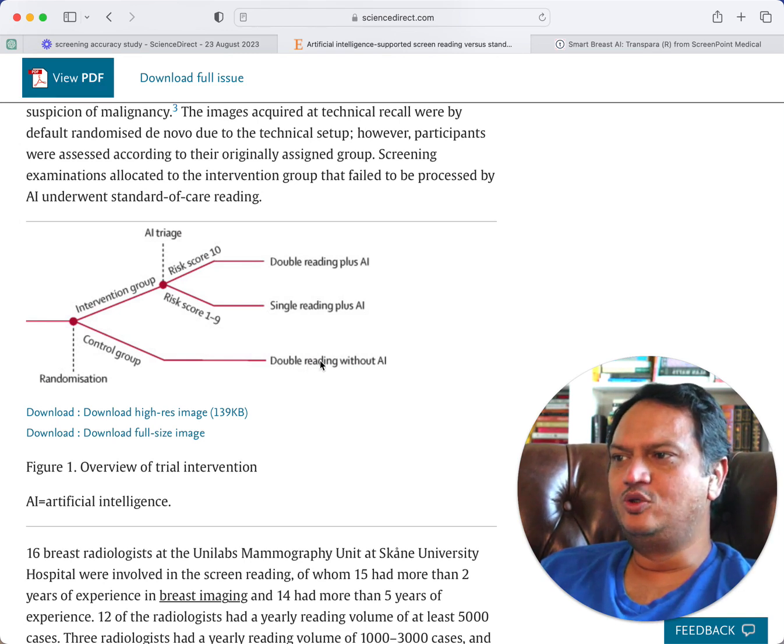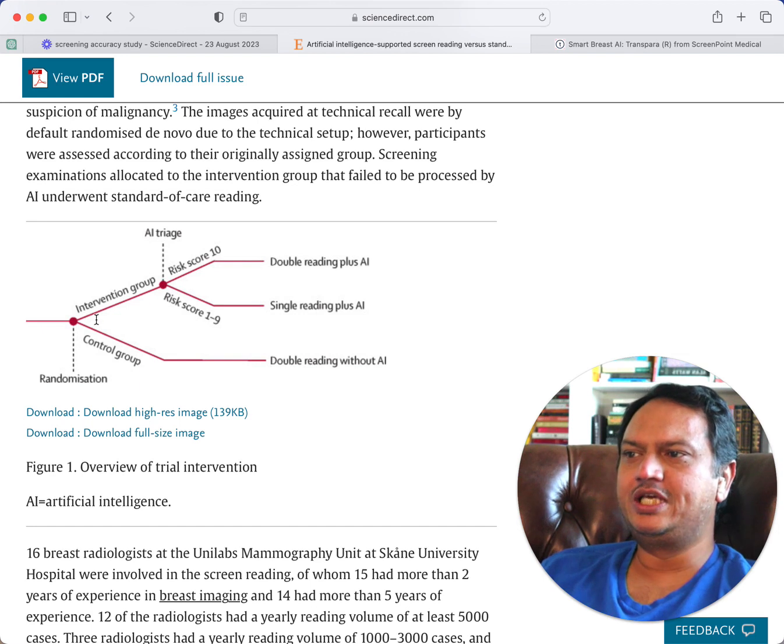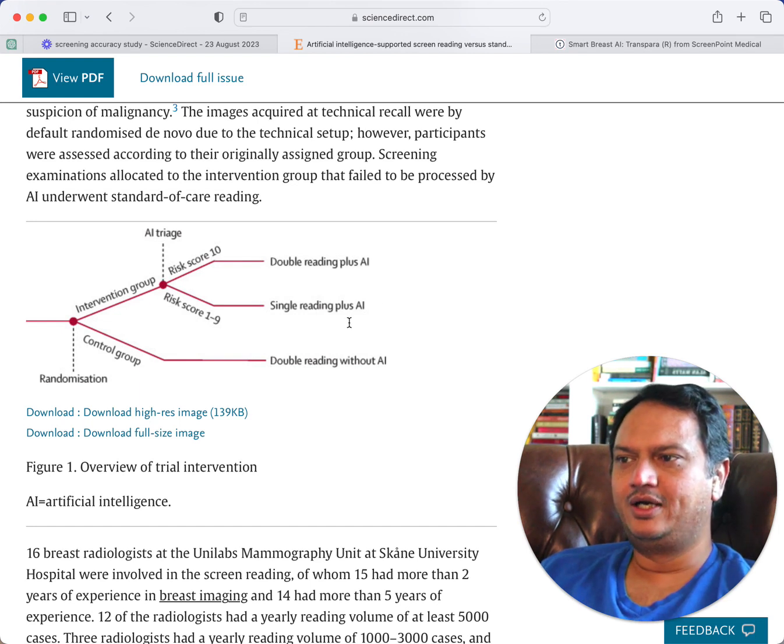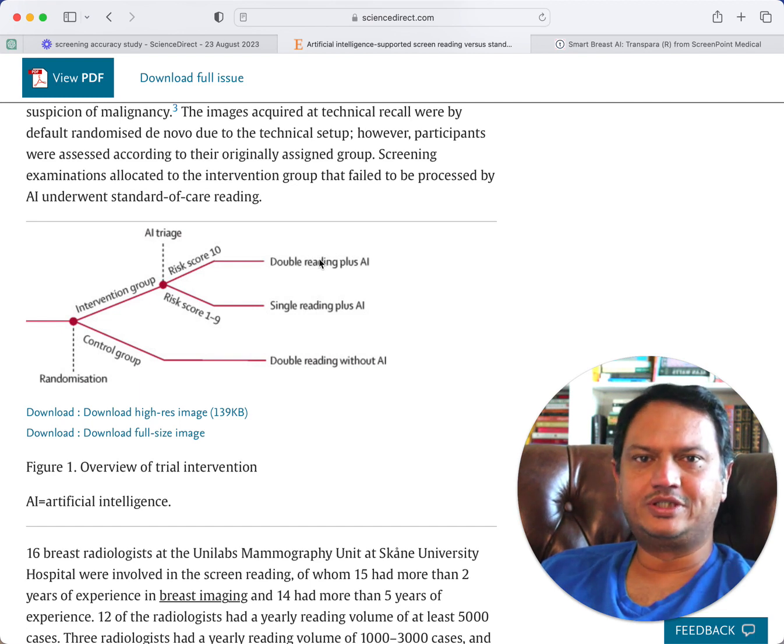And what they tried to do was to see if we can use AI to have one radiologist read the image, so basically save the time of a second radiologist reading these 80,000 images, right? So they divided them into 40,000 going to the double reading, the standard, and then 40,000 going to mostly single reading. However, in the very high risk score from the AI, they did do a double reading, just to be sure, because they didn't know if AI would be good enough by itself. So they wanted to have a double reading for the most high risk patients.